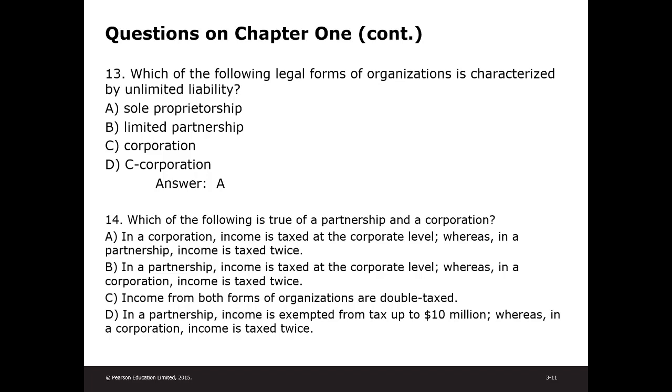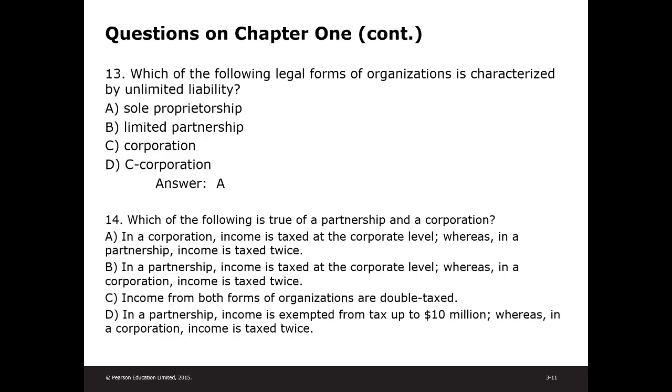Next question. Which of the following is true of a partnership and a corporation? In a corporation, income is taxed at the corporate level, whereas in a partnership, income is taxed twice. This is not the answer, of course, because in a partnership the income is taxed only at the partnership level, while in the corporation, the income is taxed twice. The first time at the corporate level, and the second time at the shareholder level. So A is not the answer.